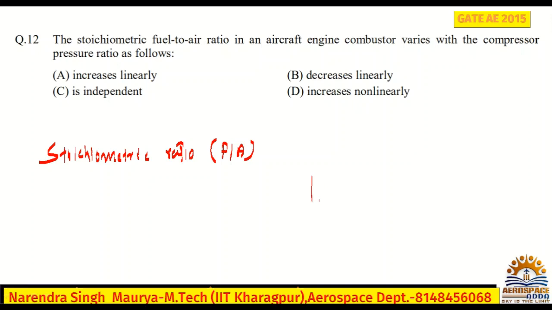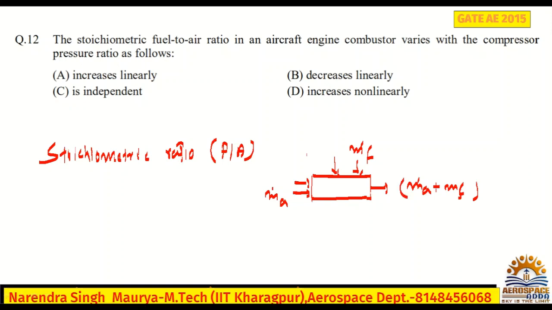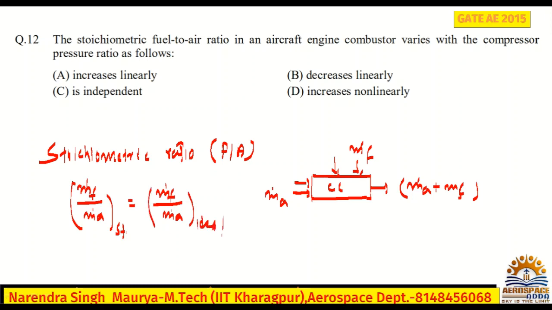So simple, see, this is the combustion chamber. This is the mass flow rate of air entering, this is the mass flow rate of the fuel entering, and here we have m dot a. So basically, what is the stoichiometric fuel air ratio? It means m dot f by m dot a. Stoichiometric will also be called the ideal fuel air ratio. The word they have used is stoichiometric fuel to air ratio.